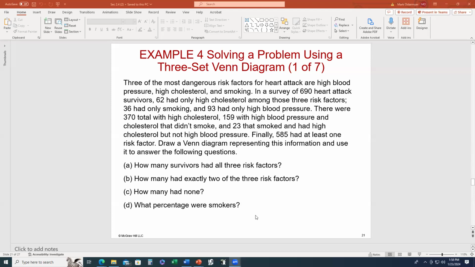I don't see a 26, I see a 23. Yes, 23 goes in region six, because that's 23 that smoked and had high cholesterol, but not high blood pressure. That goes in region six.